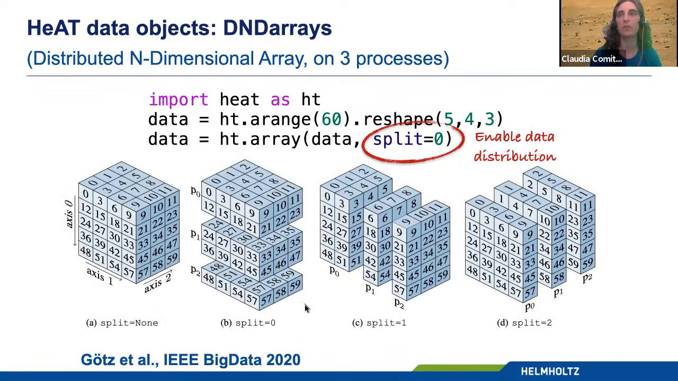A bit more visual example of this is like this is the data cube, and if you set split to 0, the data will be distributed across your, in this case, 3 available processes along the 0 dimension, which is the Z dimension if you are thinking in X, Y, Z. And if you set split to 1, the data will be distributed along the rows. And if you set split to 2, the data will be distributed along the columns in this case. You can also not set the split attribute, or it will be set to none, and then you have a copy basically of your data on each process.